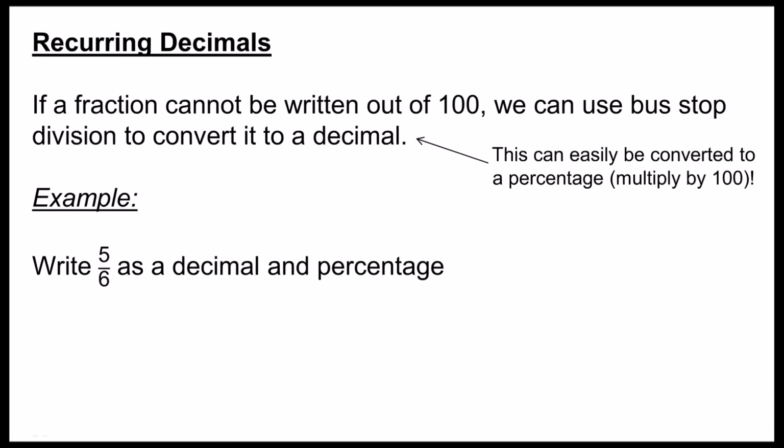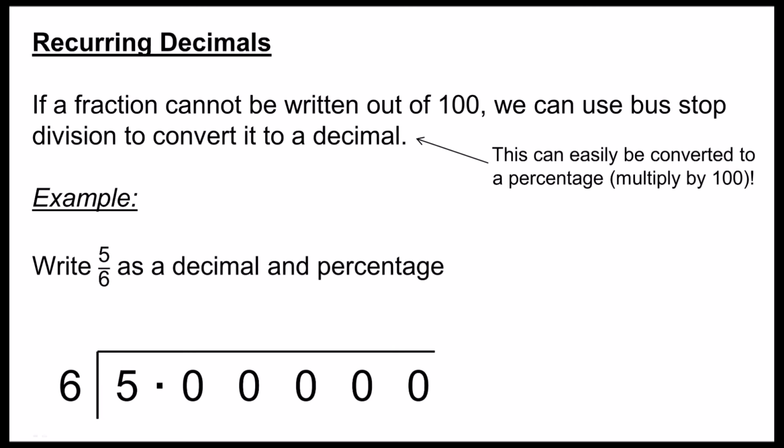So what we can do now is have a look at a conversion where we end up with a recurring decimal and look at how we write this as both a decimal and percentage. We need to start off by writing out the grid for our bus stop. As before, I know that 5/6 is just another way of saying 5 divided by 6. Therefore the divisor 6 goes on the outside and I put 5 on the inside with lots of zeros after the decimal point.